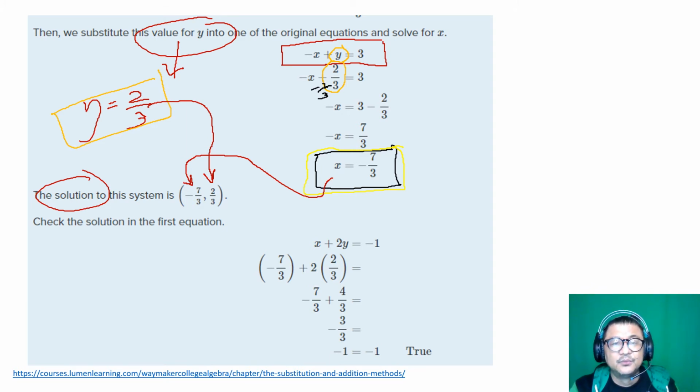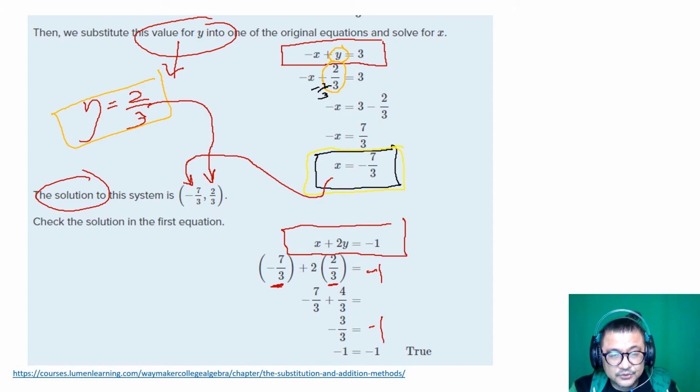Okay, now we want to check if the solution works. Use one of the equations again. So plug in the x, which is negative 7/3. Plug in the y, 2/3. 2 times 2/3 is 4/3. We want to know if they are equal to negative 1. The left side, just add them together, is negative 3/3.